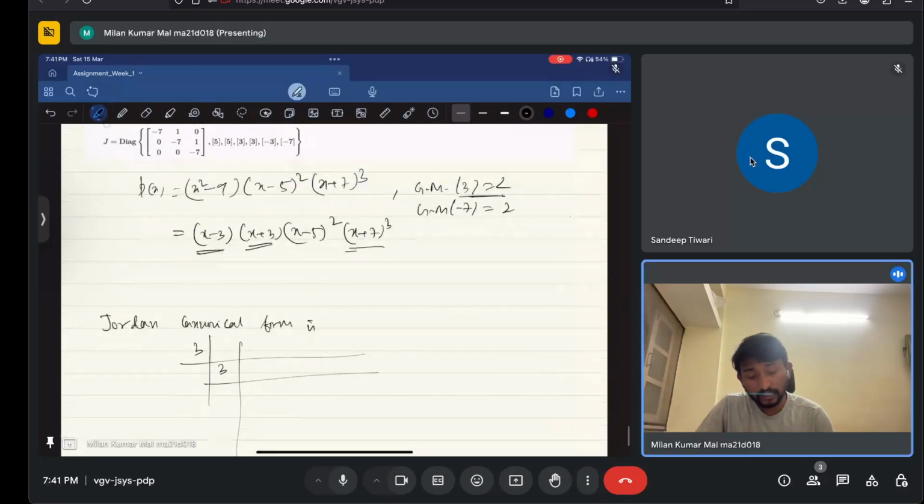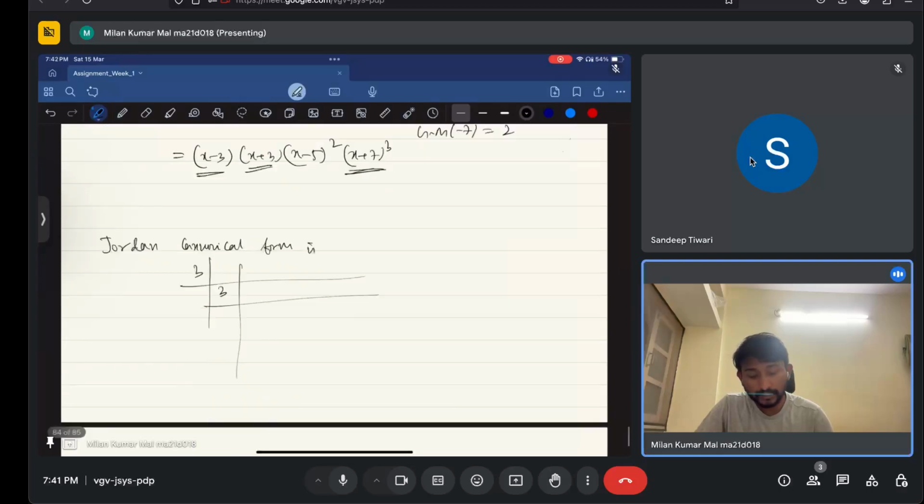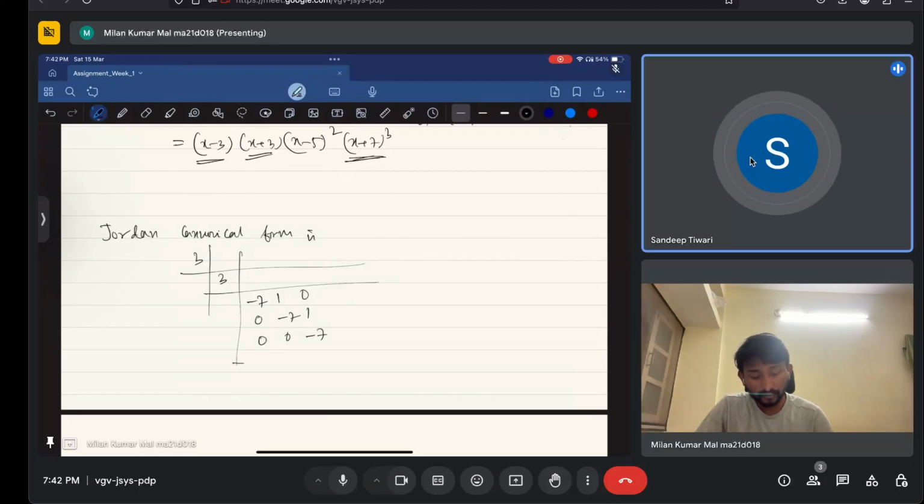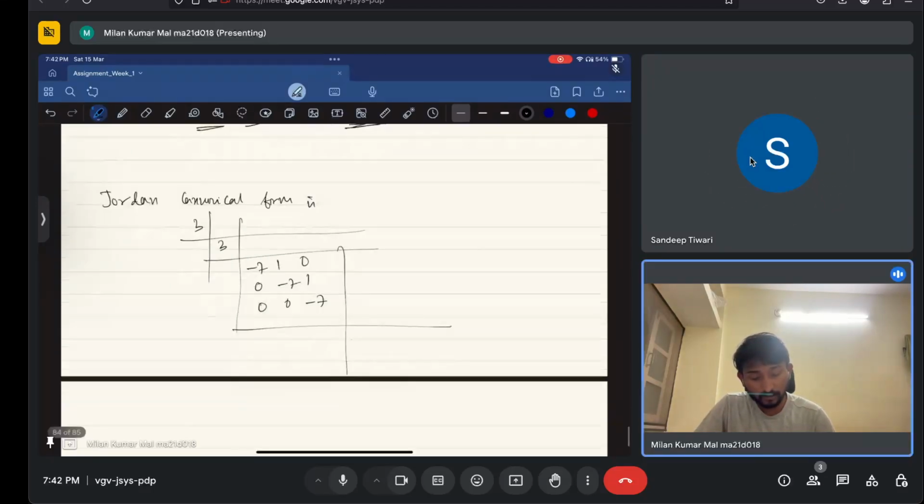But now if we consider the minus 7, the maximum block will be of 3 by 3 order. So let's write the block of order 3 by 3. But it is saying it will repeat twice. There is minus 7. So this will be minus 7, 1, 0, 0, minus 7, 1, 0, 0, minus 7.